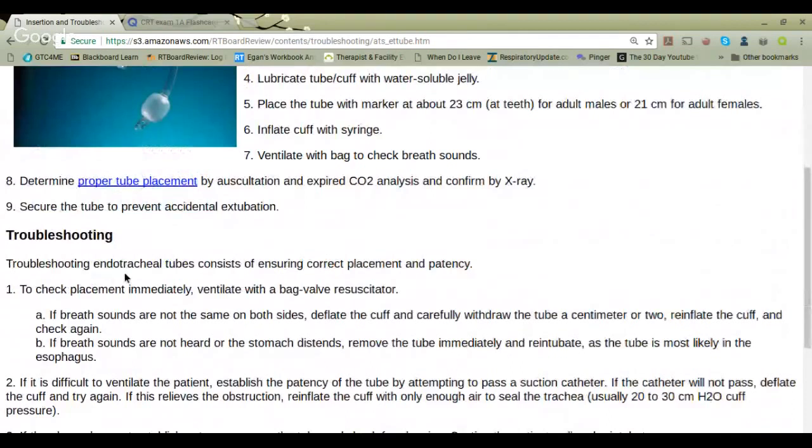Troubleshooting, okay. Troubleshooting endotracheal tubes consists of ensuring correct placement and patency. To check placement immediately, ventilate with a bag valve resuscitator. If breath sounds are not the same on both sides, carefully withdraw the tube a centimeter or two, reinflate the cuff, and check again. So that is a good flashcard for how to check tube placement immediately.